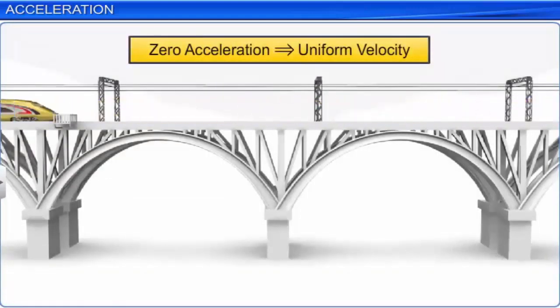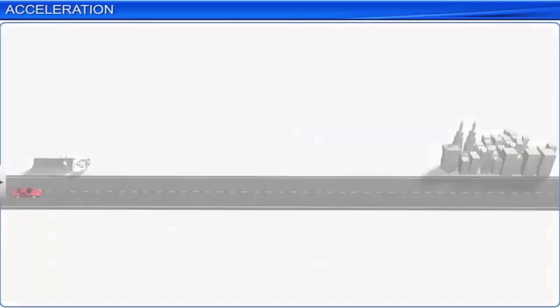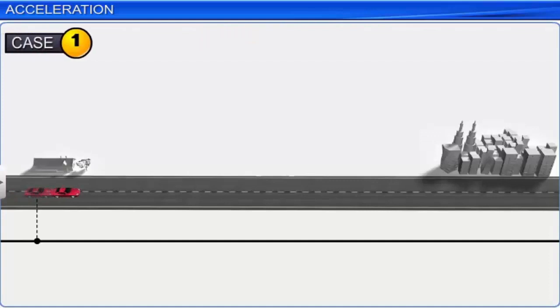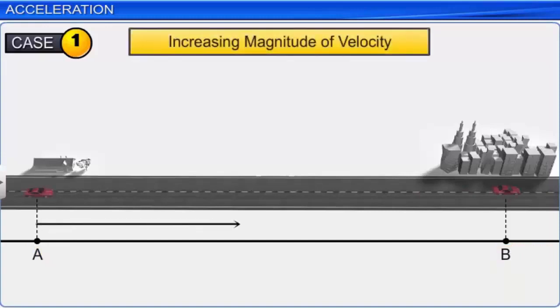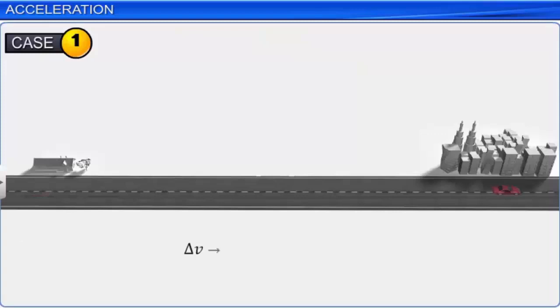Let us consider cases where acceleration is positive. Case 1. Let us consider a body, say, a car moving along a straight line. That is, from point A to B, with increasing magnitude of velocity. The body is said to be moving in the positive direction. Here, delta V is positive and direction of motion is positive. Therefore, with these two values being positive, acceleration is also positive.